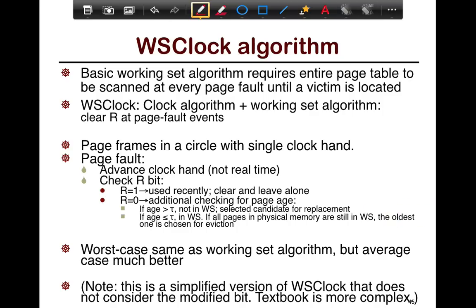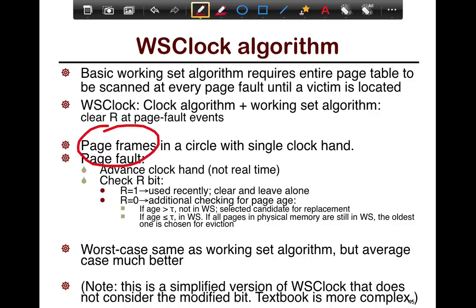So the working set clock algorithm is a variant of the working set algorithm. The working set algorithm scans the entire page table every time a page fault occurs until the victim is located. With the clock algorithm, first of all, the clock hand moves only on page faults, not based on time. Essentially, you arrange the physical page frames in a circle with a single clock hand, and you advance the clock hand on page faults, not real time. So if there are more page faults, then you start tracking things more frequently.